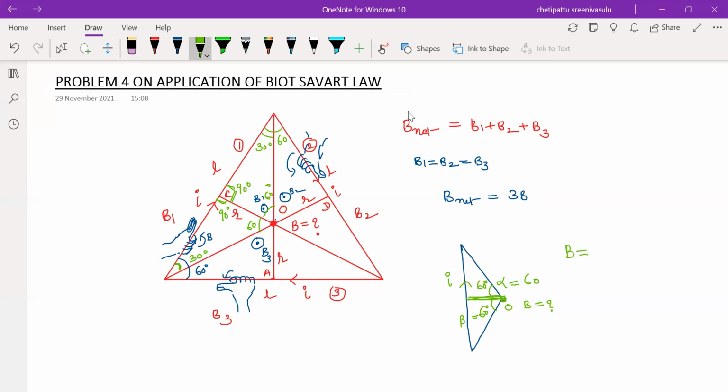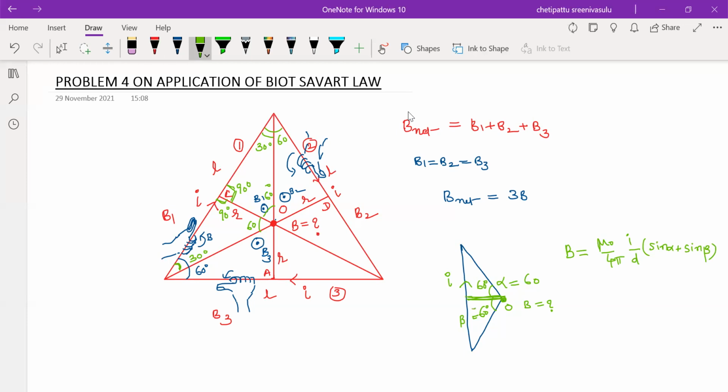At this point, if you want the magnetic field, what is the formula? Magnetic field B equals mu naught upon 4 pi, I by D, sin alpha plus sin beta. This is the formula. Now alpha is 60 degree. Now beta is 60 degree. Now what is the distance? Distance we are assuming as R.